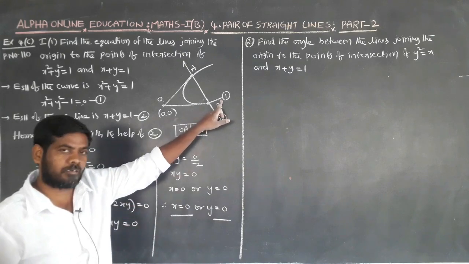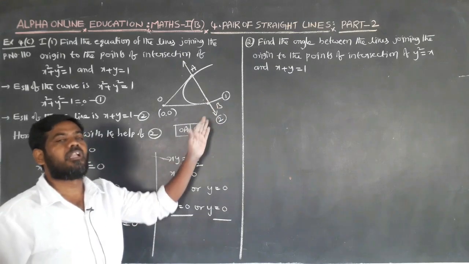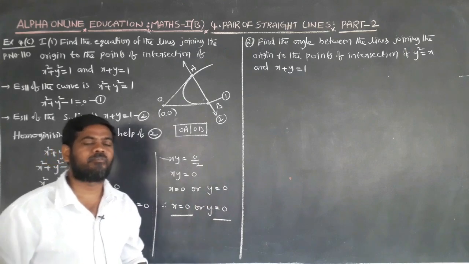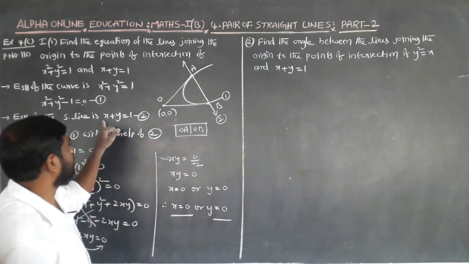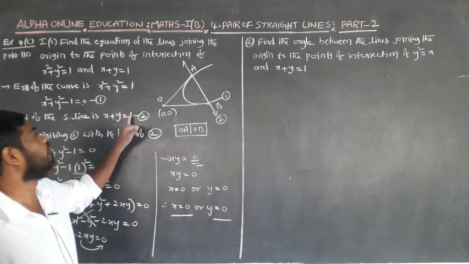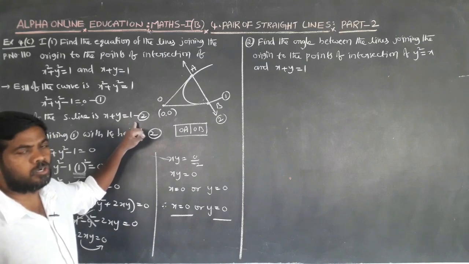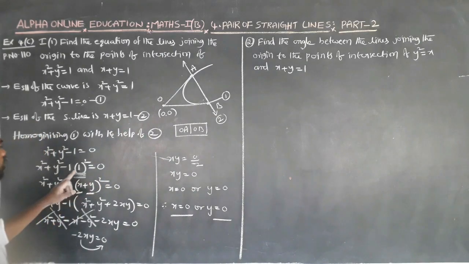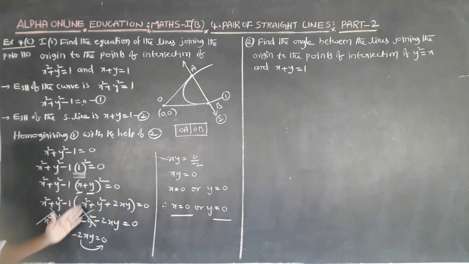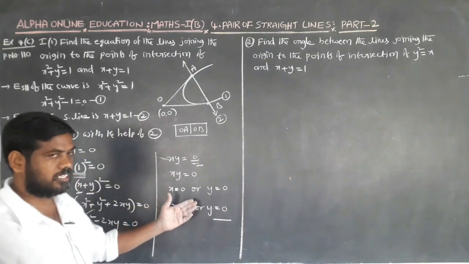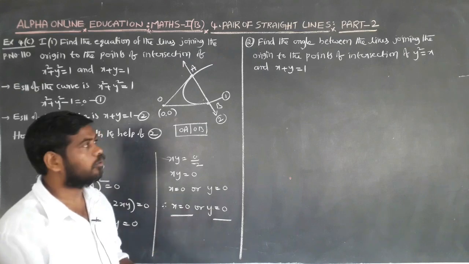Homogenizing the curve with the help of the line. First of all, write the line in the form x plus y is equal to one form. Substitute 1 is equal to x plus y, simplifying. This is the equations OA and OB.